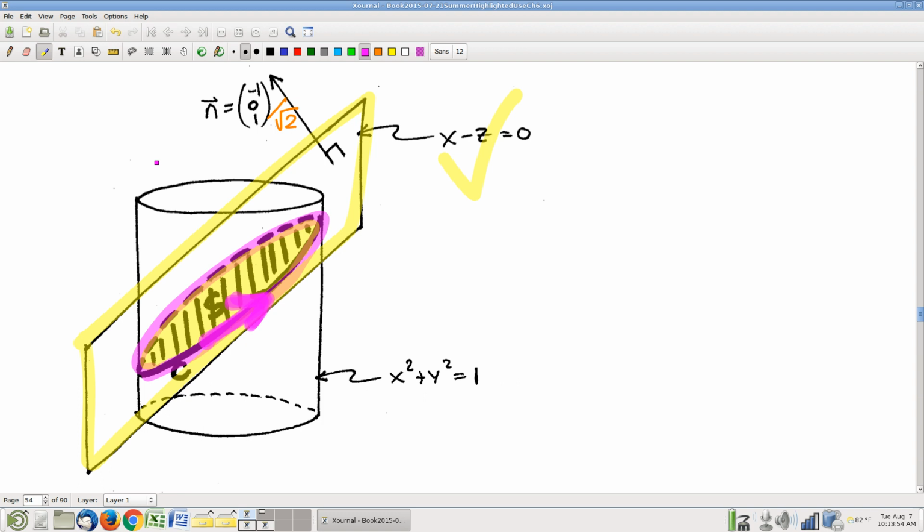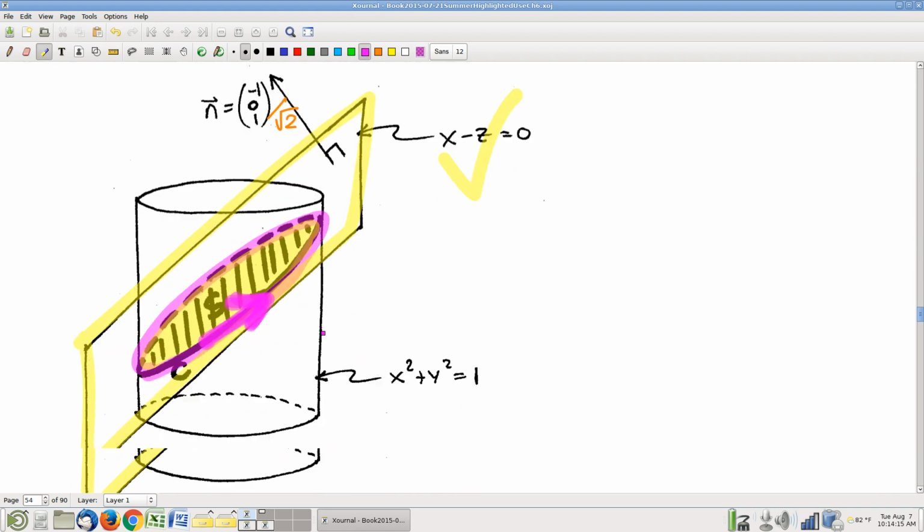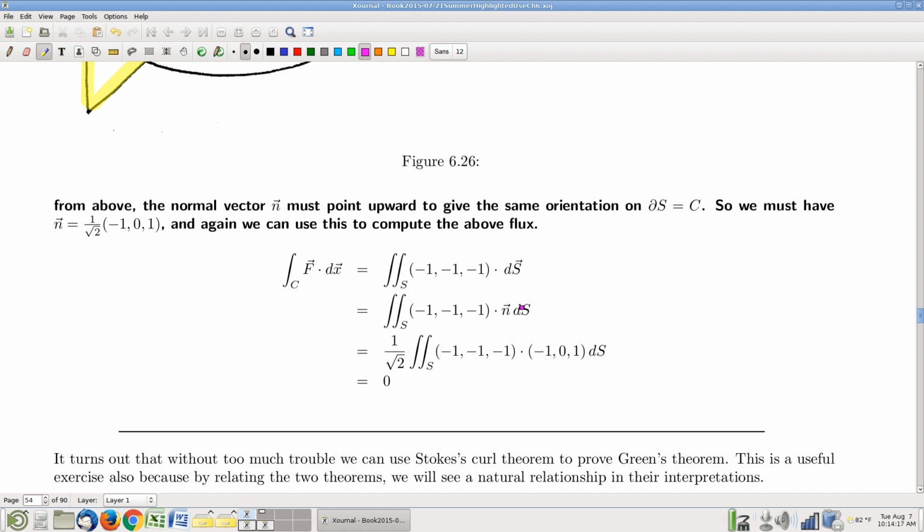Okay, all right. So anyway, there we go. And we write down Stokes' curl theorem. The curl is easily computed. That's algebra, I'll let you do that algebra for yourself. It's this: negative 1, negative 1, negative 1. Our normal vector, we just argued, is that divided by the square root of 2.